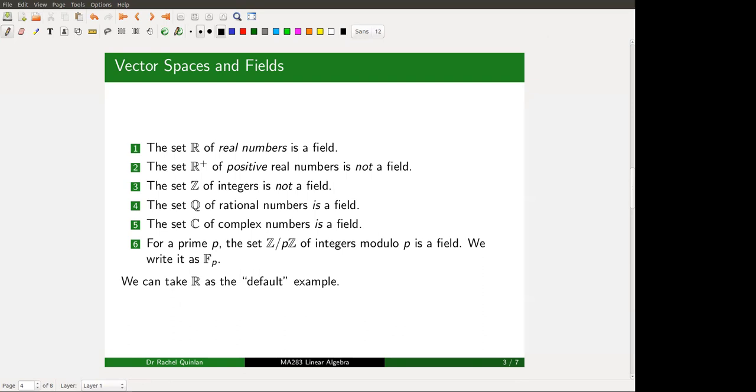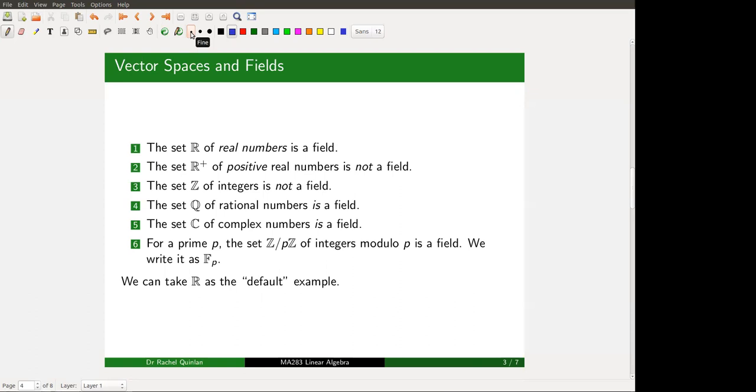And really, this will be our default example as we work through the course. So just in case you're not immediately enjoying this abstract stuff about fields, take the real numbers. Think of the real numbers as your working example every time the term field is mentioned, okay?